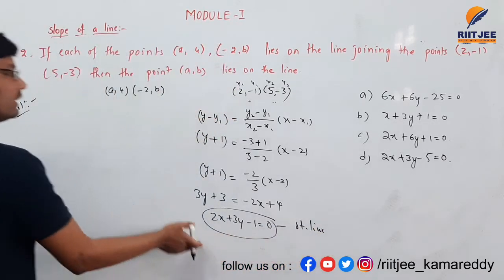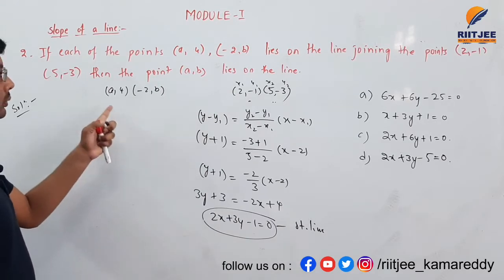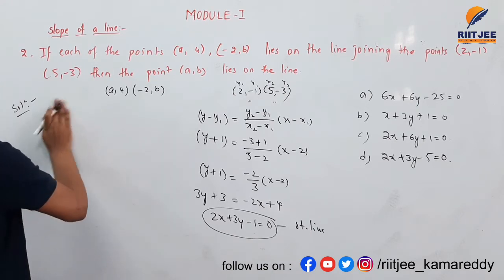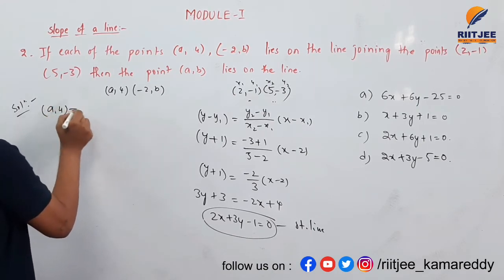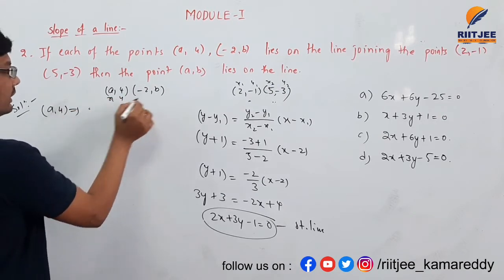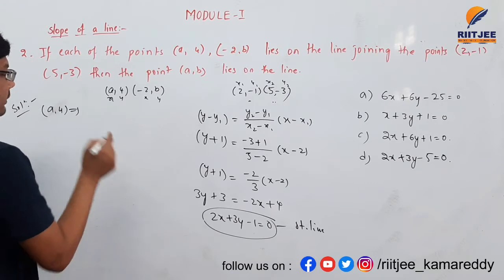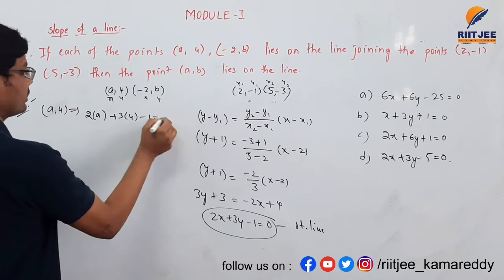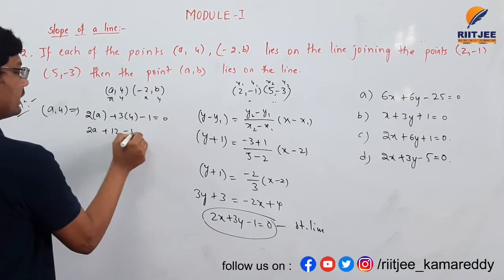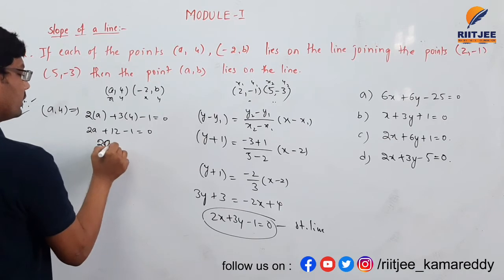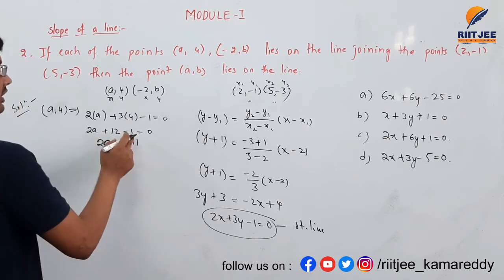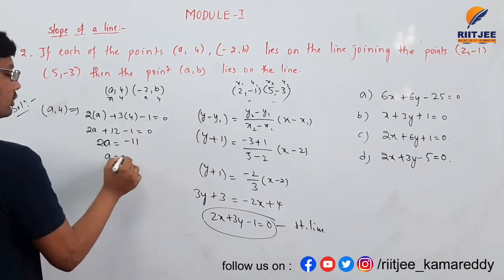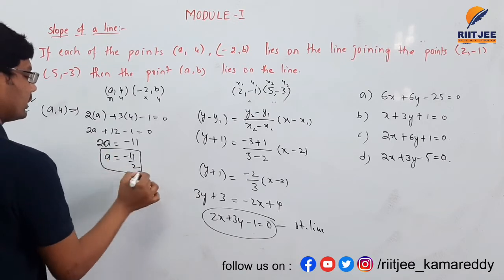So for this straight line, these 2 points should satisfy it. Let's substitute the values. (a, 4): this is x and this is y. Let's substitute this point in this equation: 2 into a + 3 into 4 - 1 = 0. 2a + 12 - 1 = 0, so 2a = -11, since 12 - 1 is 11. If you send it to the right hand side, it becomes -11. So a = -11/2. We got a value here.